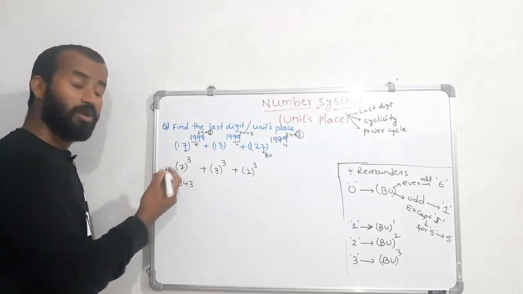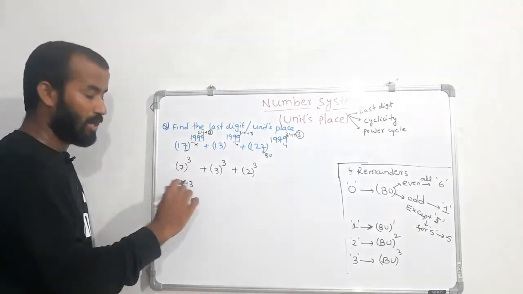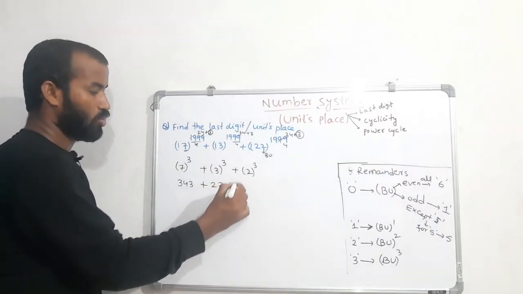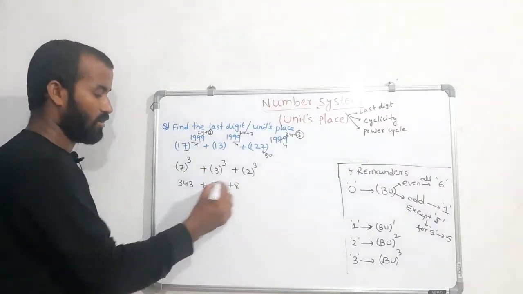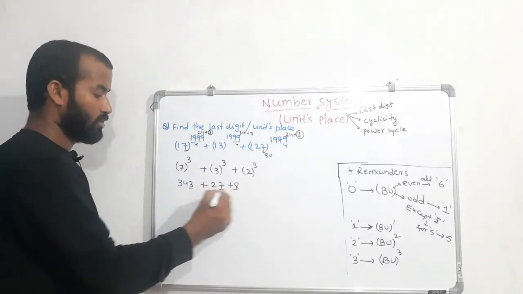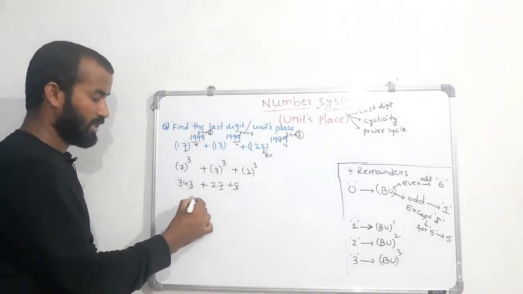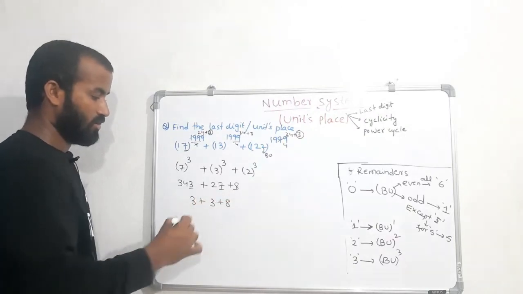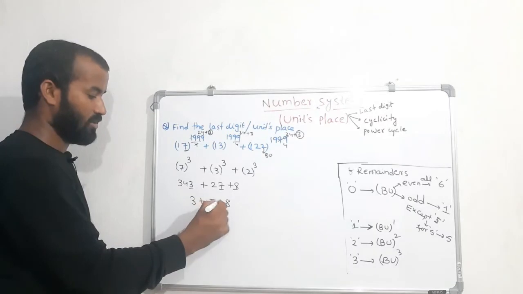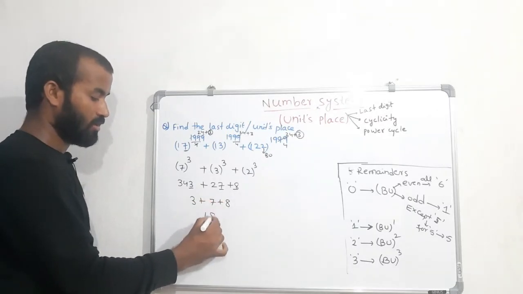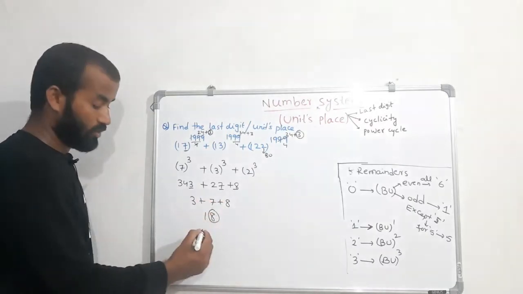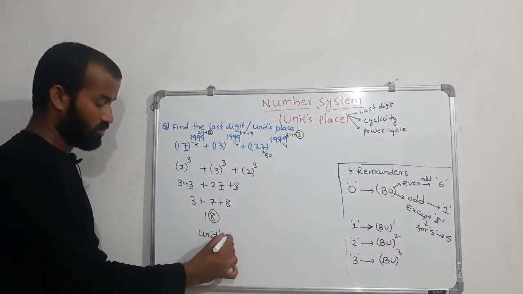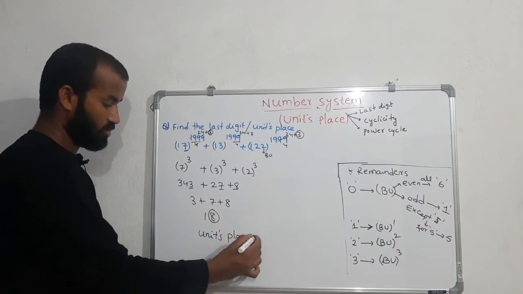343. But we want, see, for first problem I am writing everything, and 3 cube is 27 and 2 cube is 8. Okay, we want only units place, right? So we have to take only units place. 3 here, 7 here, 8 here. Sorry, 7 here, 8 here. So total it will be 18. In 18, 8 will be the units place. So units place is equal to 8.